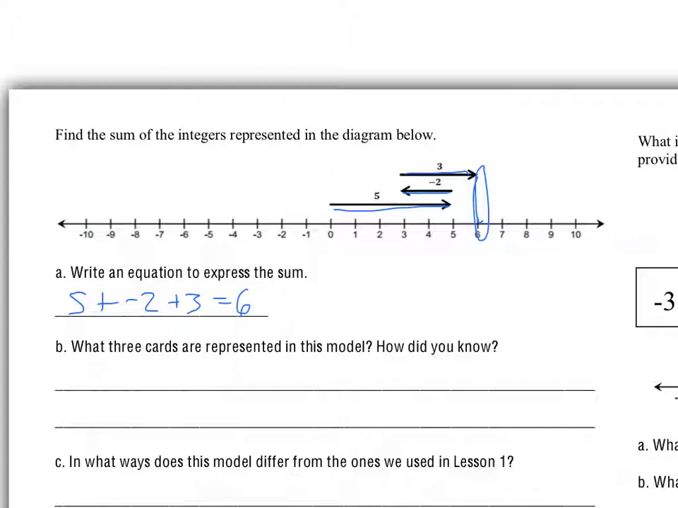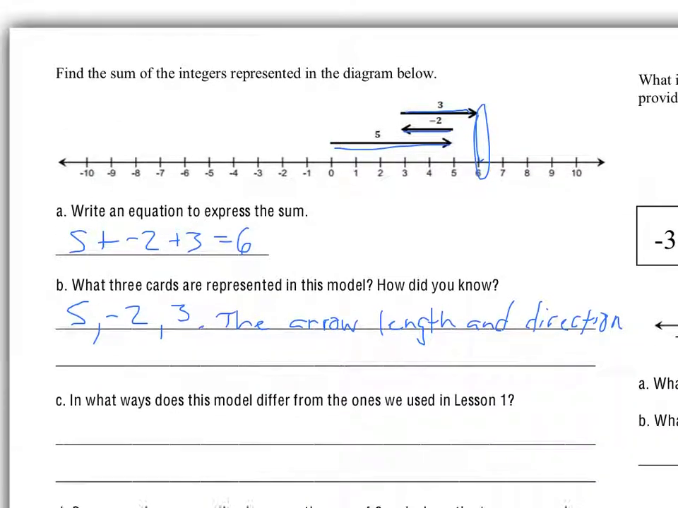What 3 cards are represented in this model? Well, this would be 5, -2, and +3. The arrow lengths and directions tell us that. So even if they weren't labeled, we would know based on their lengths and their directions.